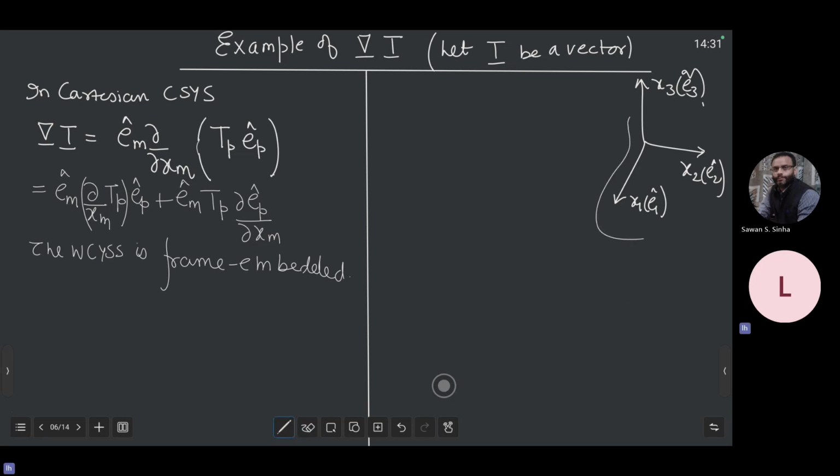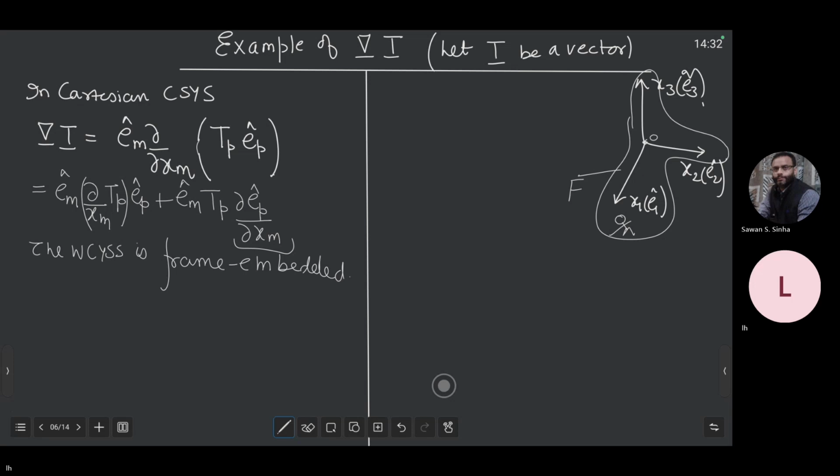Something like this. You might have seen this in mechanics class. Reference frame F. Any rigid body, an observer fixed to that, and he observes various things. I am fixing my reference coordinate system to that reference frame. What is the consequence? What will happen to this? It will go to 0.